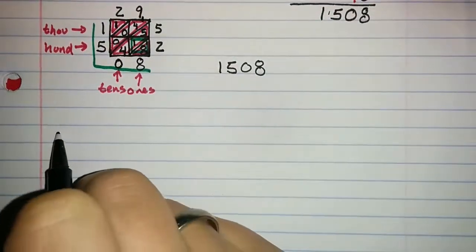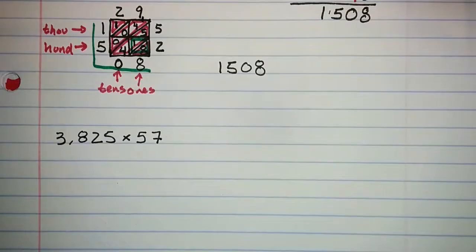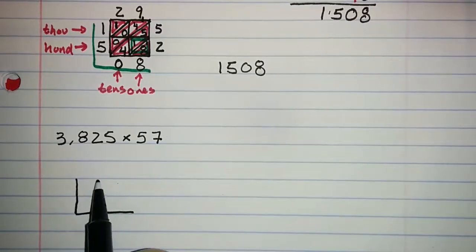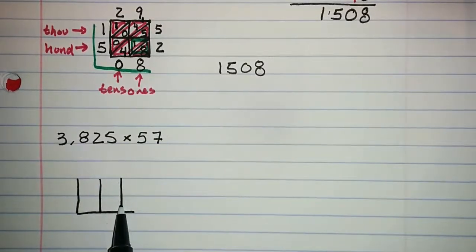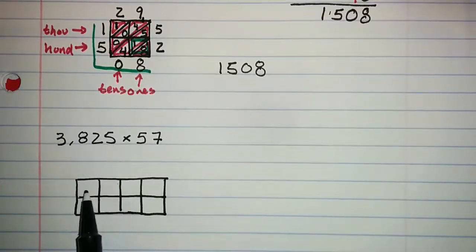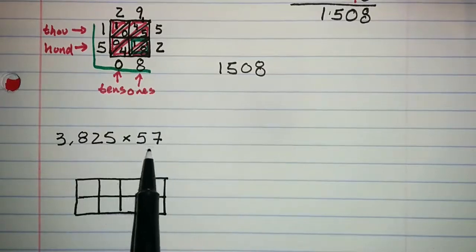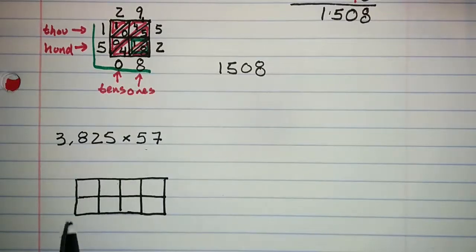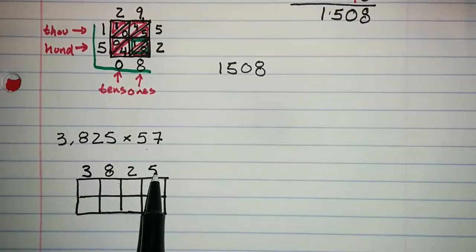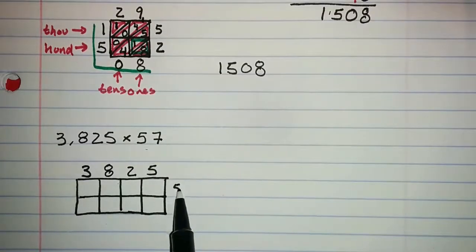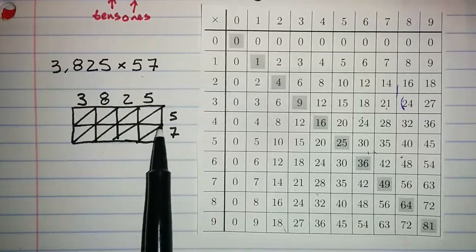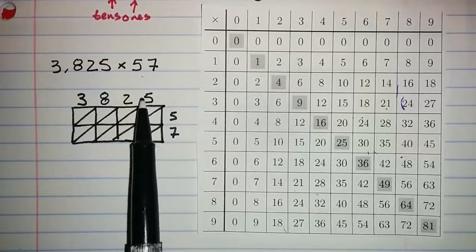Suppose we'd like to multiply 3,825 times 57. Now, because of the way notebook paper is set up, I always put my longer number along the top of the box. My longer number has 4 digits, so I need 4 columns. My shorter number has 2 digits, so I need 2 rows. I'm writing 3,825 across the top, 57 down the side.